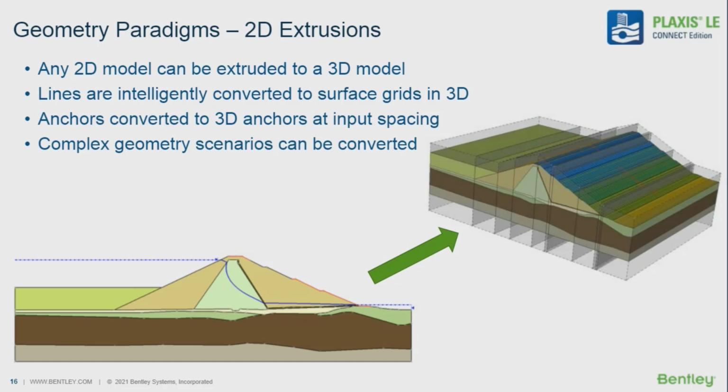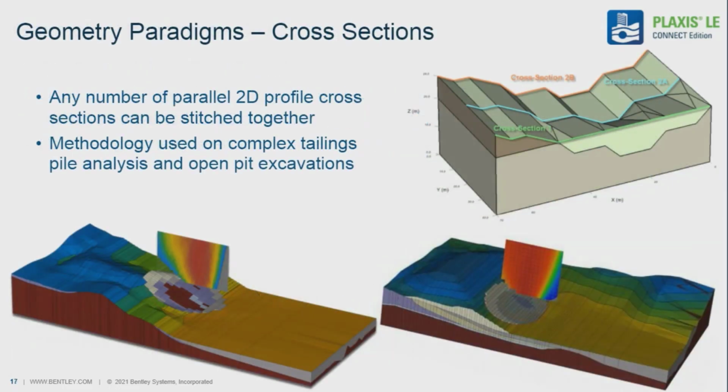So in 2D, when we are handling supports, we need to define the out-of-plane spacing. So based on that, the conversion process, the extrusion process, will also dictate this scenario for the supports. And complex geometry scenarios can also be converted without problems. Thin layers, etc. You can also try and extrude.